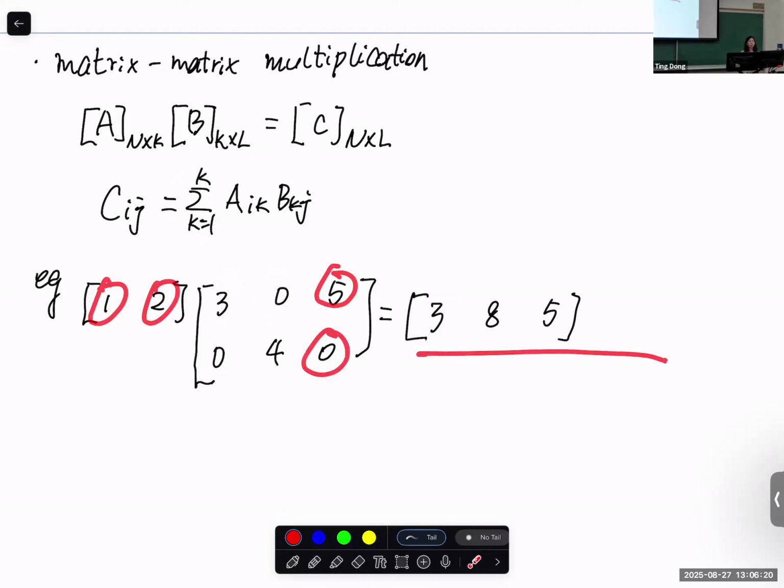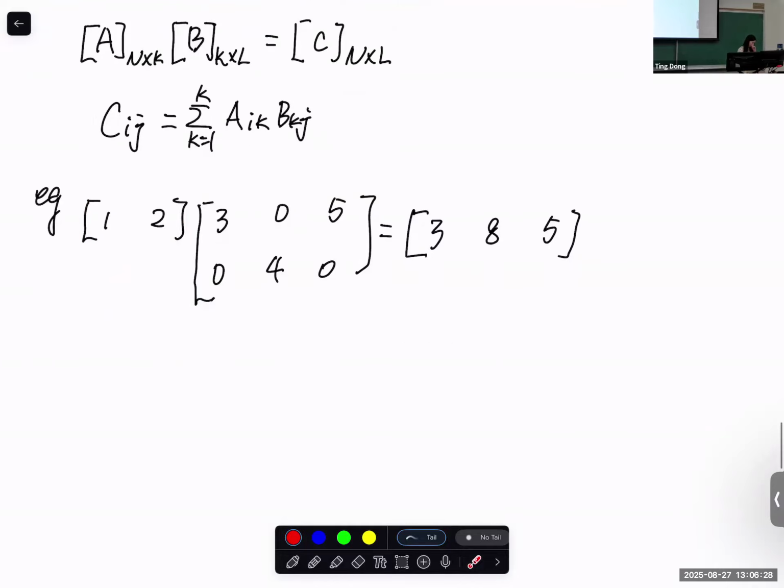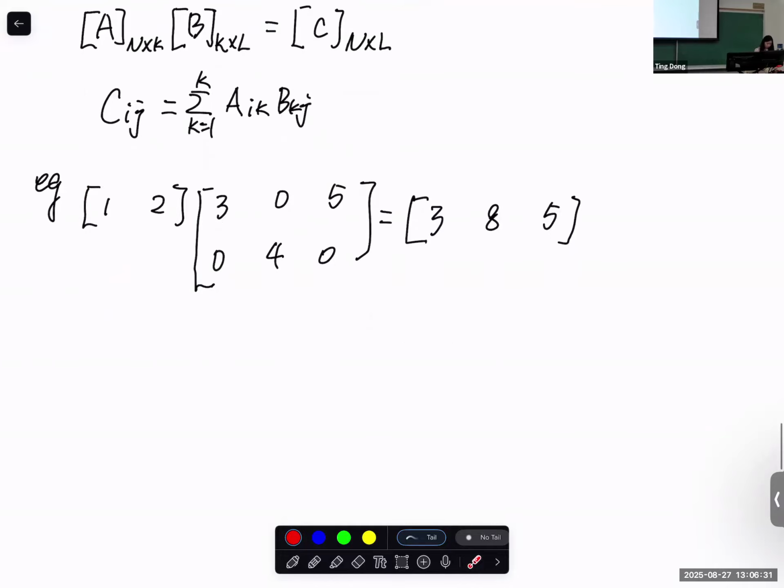That's how we get the result. Of course, you can say this is a row vector, but a vector is a special case of a matrix. So I just want to simplify the example here to save some class time. Any question here?